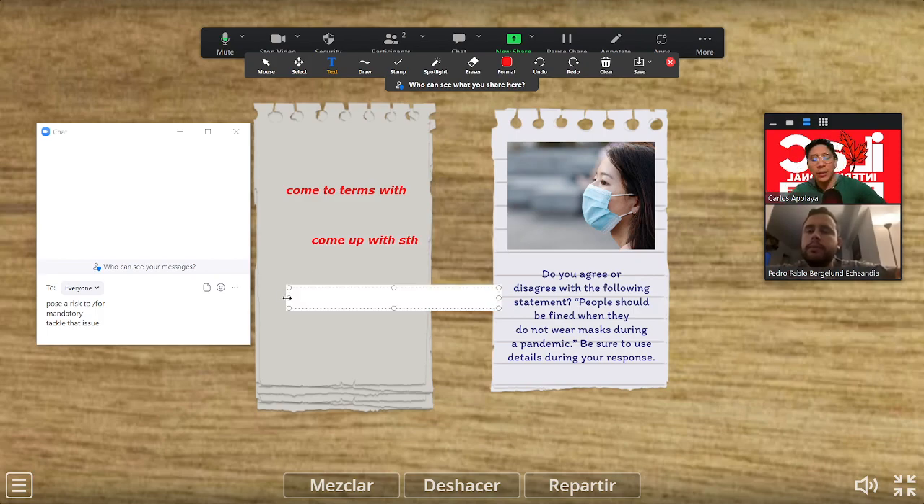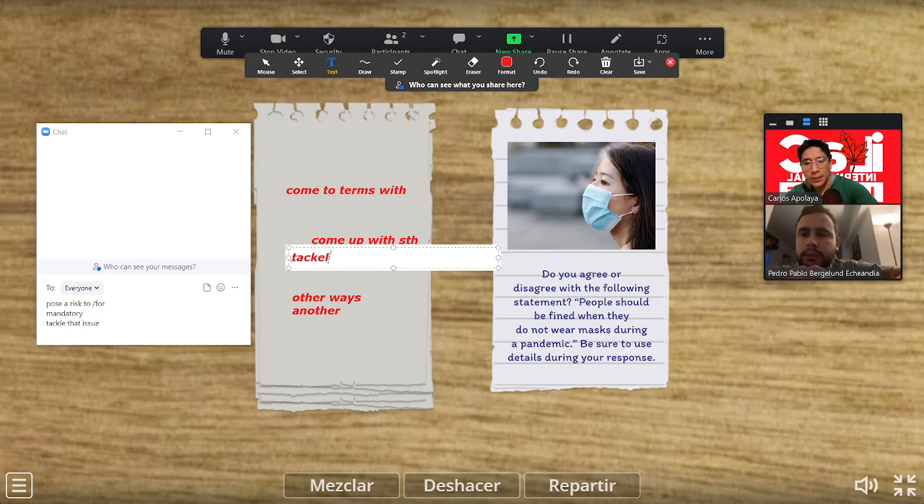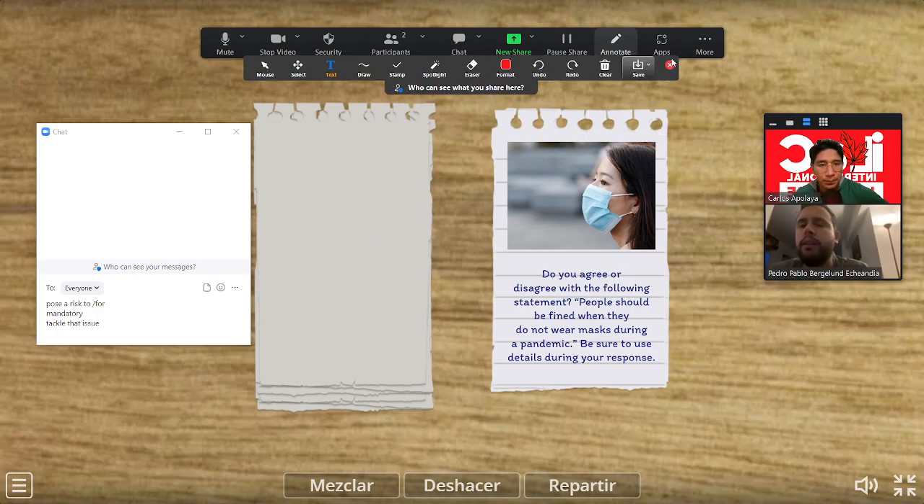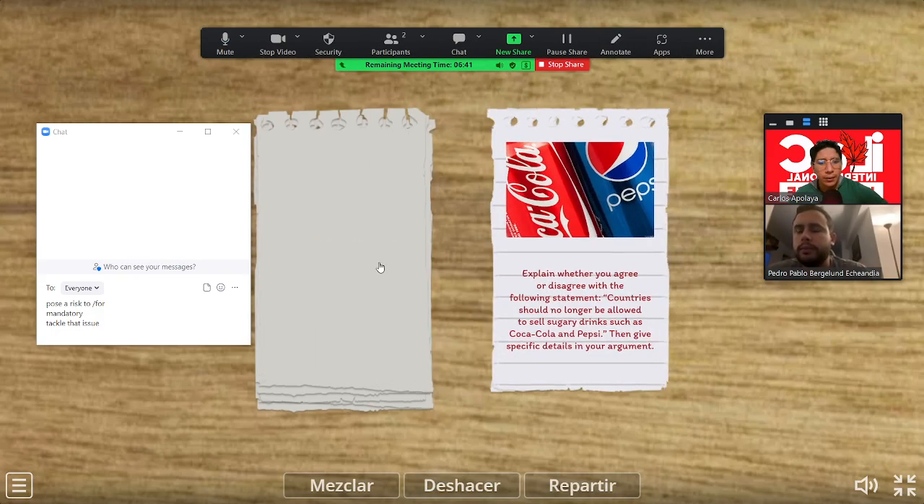Ok, excelente uso de others, other ways. Recuerda que another es con singular y other con plural. You got the one? Okay. Yeah, muy bien allí. Tackle, acuérdate de tackle. Tackle an issue, tackle a problem, tackle a situation. Ok. Nice.